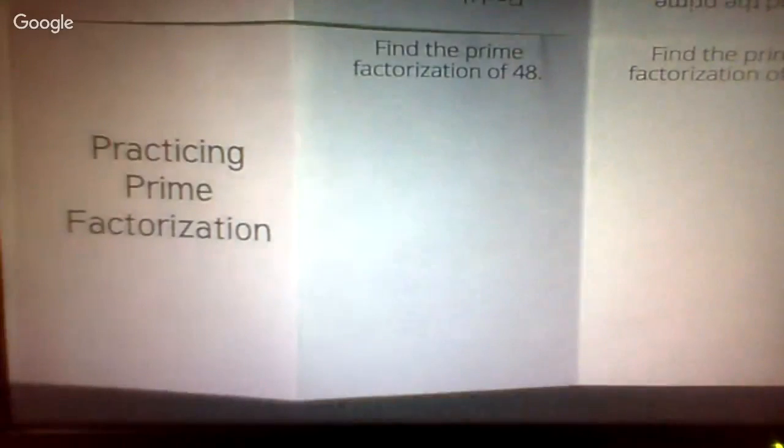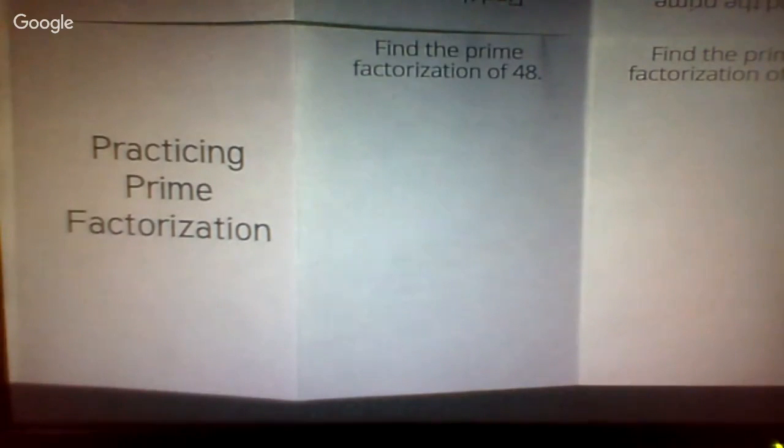Okay. And then we're going to practice doing some prime factorization, and then I'm going to show you how to simplify radicals. And our lessons are done for today.